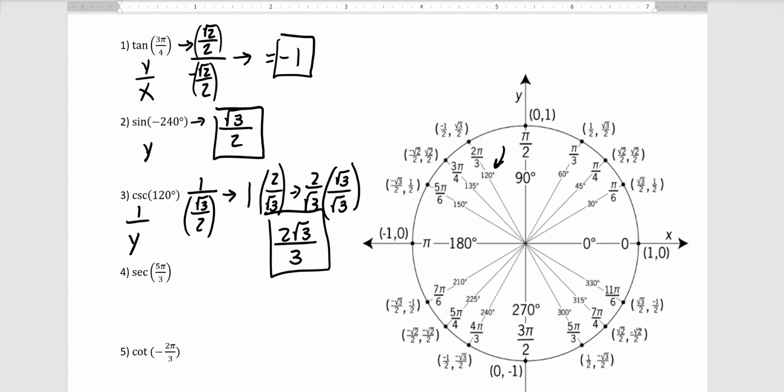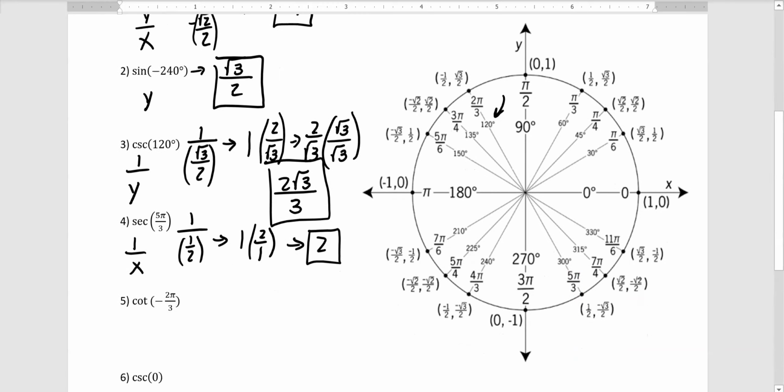The secant of 5 pi over 3. Remember that secant is 1 over x. And 5 pi over 3 is in the fourth quadrant, right here. So 1 over x. My x value is 1/2. So it will be 1 over 1/2. Multiply by the reciprocal, it would be 1 times 2 over 1. Well, that's just 1 times 2. So my answer here would be 2. The secant of 5 pi over 3 is 2.